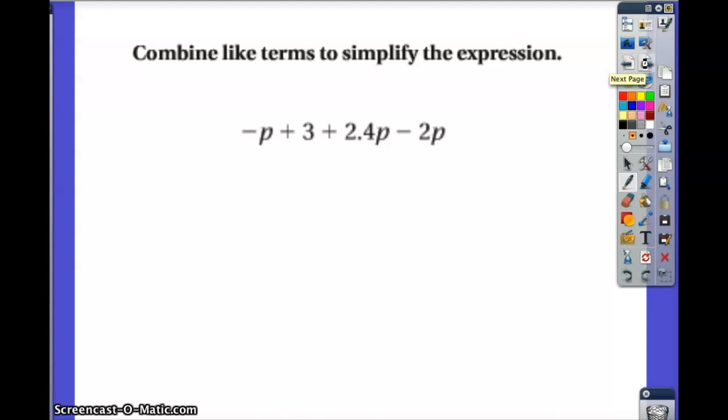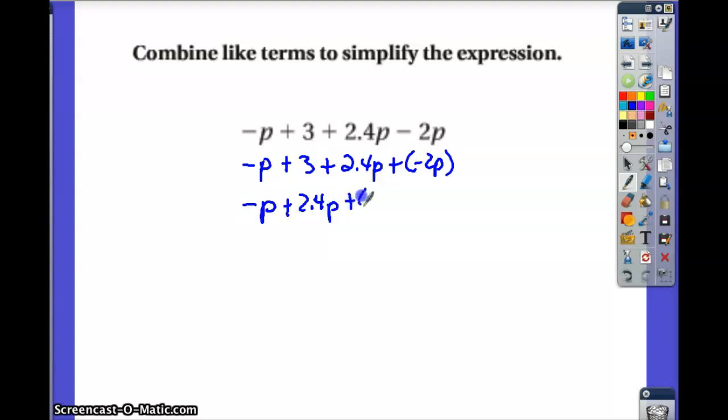And we'll conclude on simplifying: combine like terms to simplify the expression. So again, it has to be a sum, so let's make this a sum. That's a negative p plus 3 plus 2.4p plus a negative 2p. Now we have an addition problem. So now we can simplify, so let's use the commutative property to reorder. So we end up with negative p plus 2.4p plus a negative 2p plus 3.